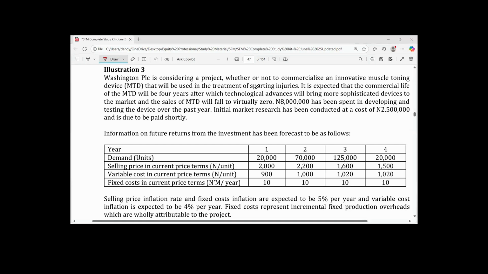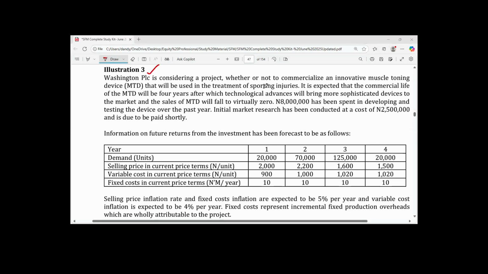Illustration 3. Washington PLC is considering a project, whether or not to commercialize an innovative muscle toning device (MTD) that will be used in the treatment of sporting injuries.